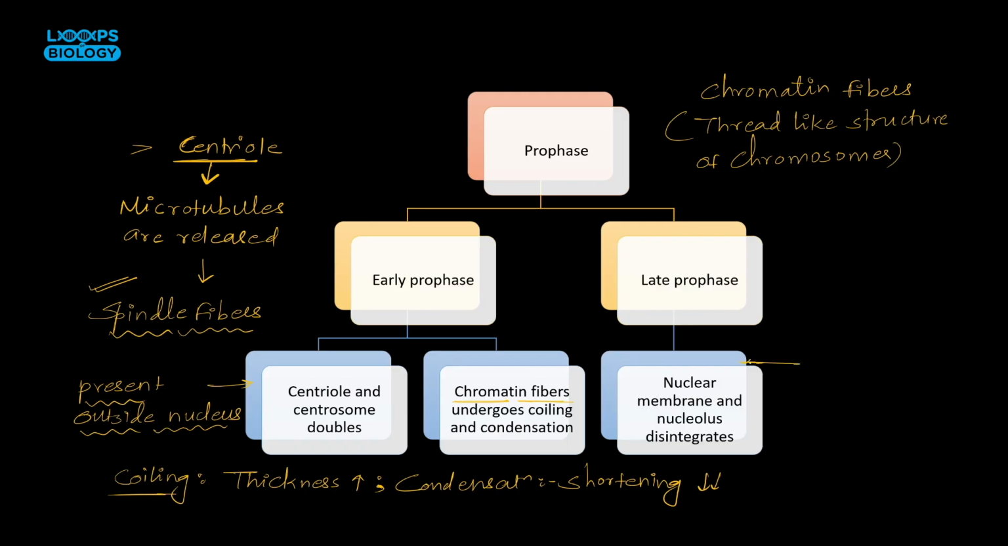So this nuclear membrane is disrupted because the chromosomes have to be exposed to the spindle fibers, so that those chromosomes will get separated properly, and then they will be distributed in the next nucleus, which is formed in the new cells.